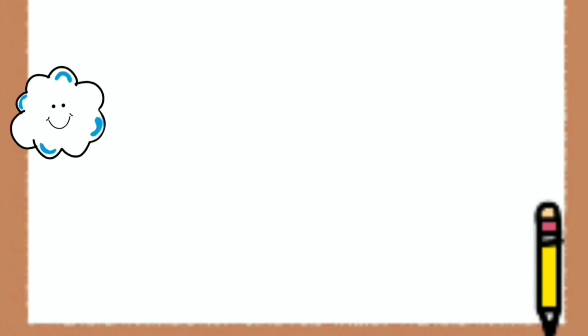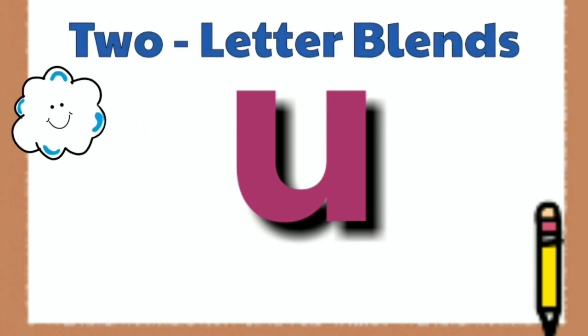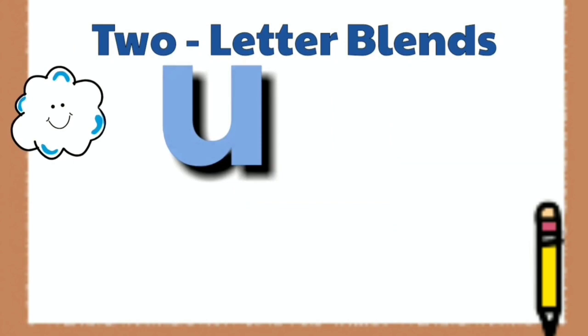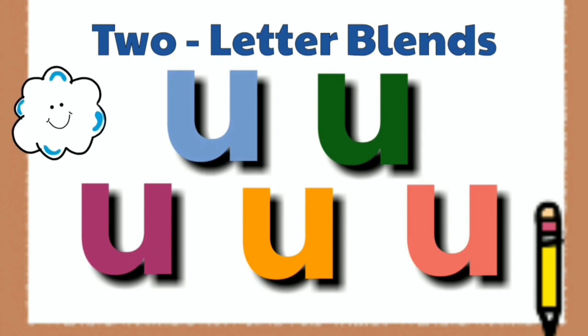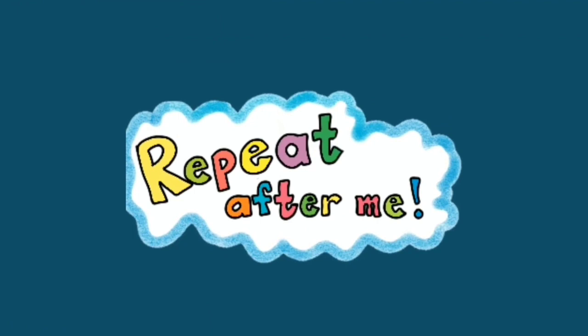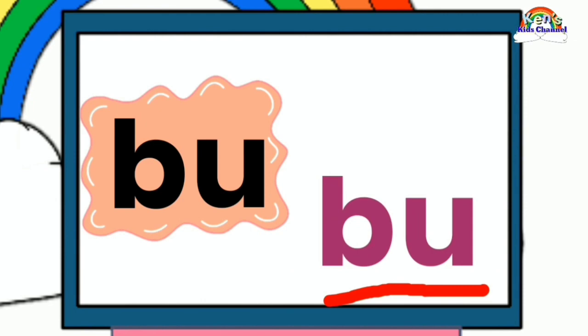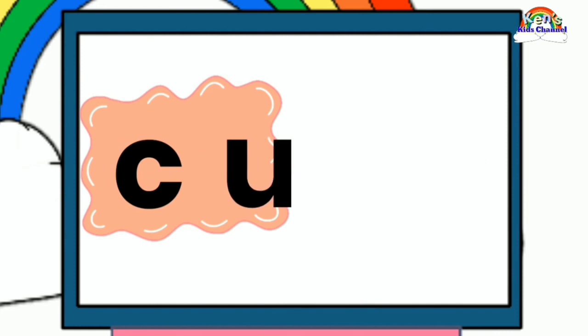Two-letter blends with short vowel a. A, a, a. Repeat after me. B, a, b. Great job. K, a, k.